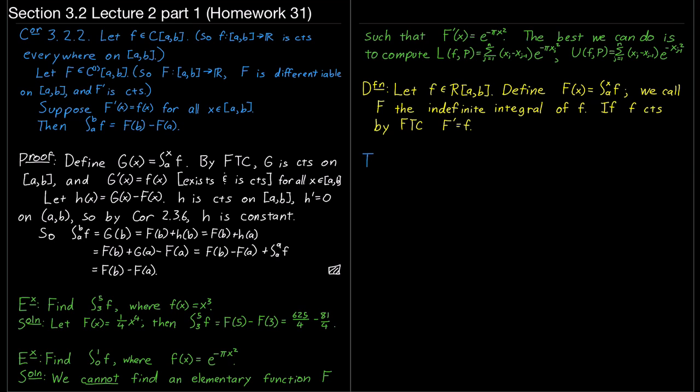Let's check and make sure that a couple of the formulas you know and love from Calculus 1 work. So here's theorem 3.2.5. This is the change of variables, also known as U substitution.